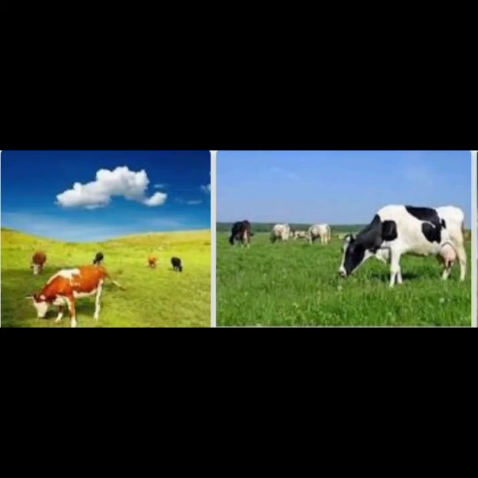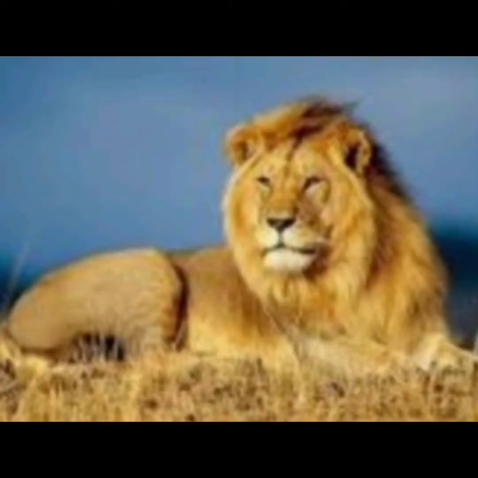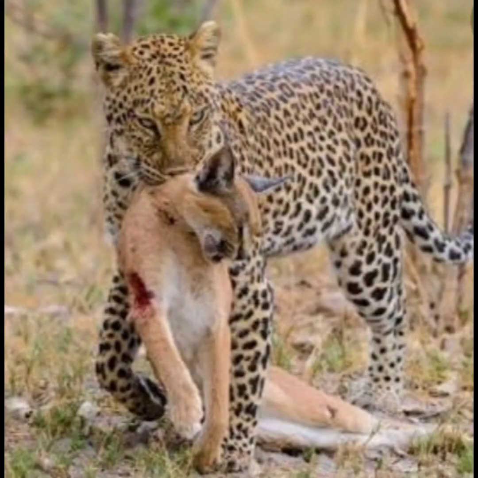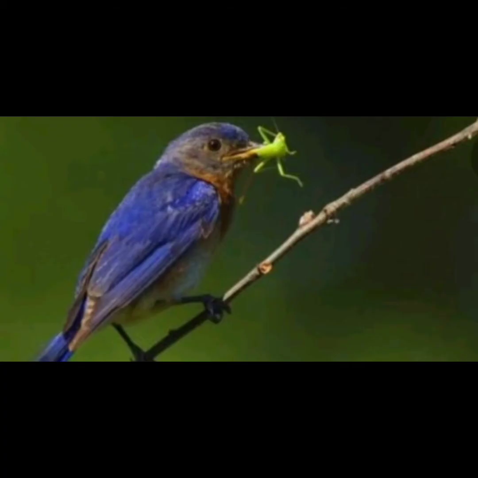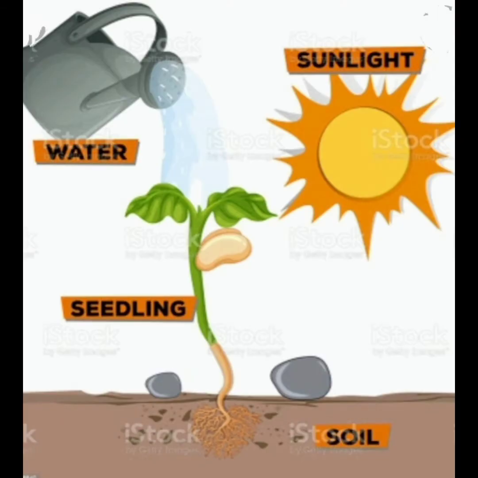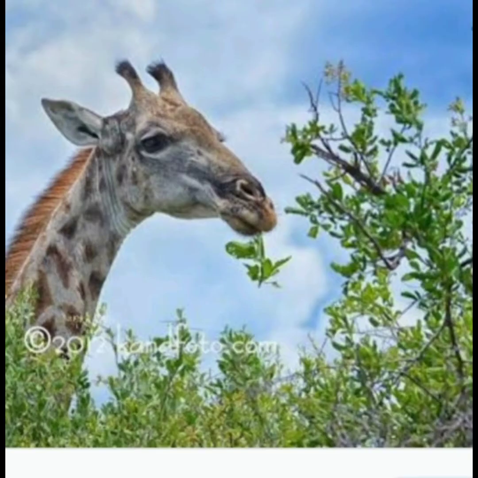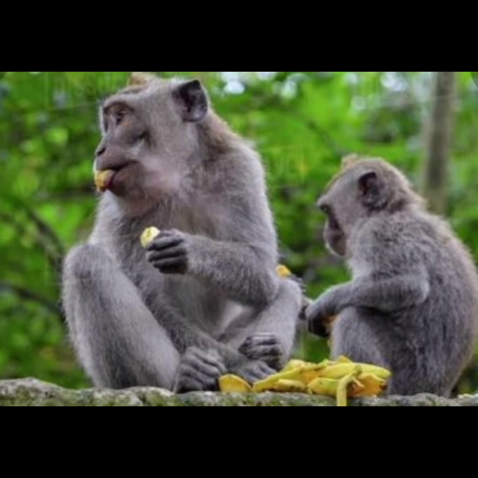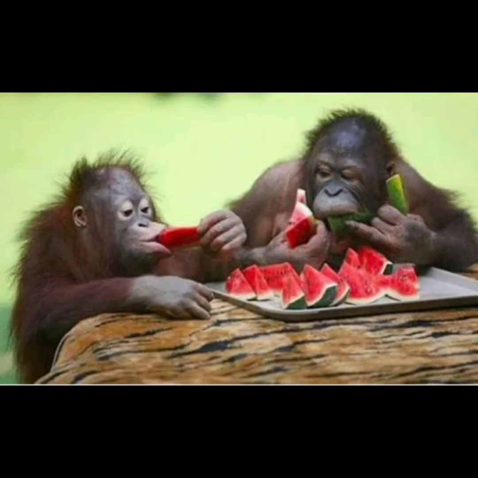But there are some other animals like lion, tiger, and leopard, they hunt other animals for their food. Most birds eat small insects and grains. Plants are the only living things that make their own food. Some living things depend on plants for their food, whereas non-living things do not need food and water. Living things need nutrition. Eating food is called feeding. All living things need food to move and grow.